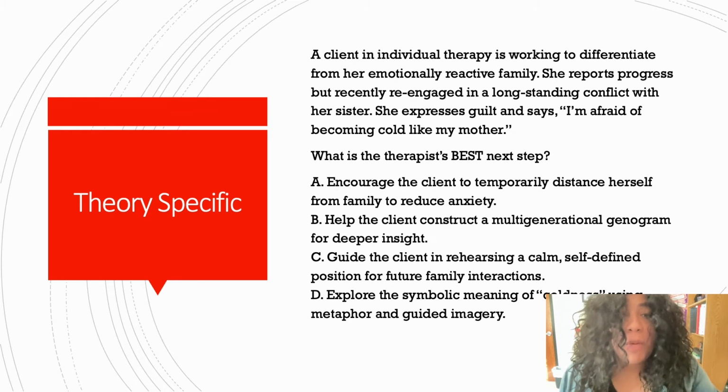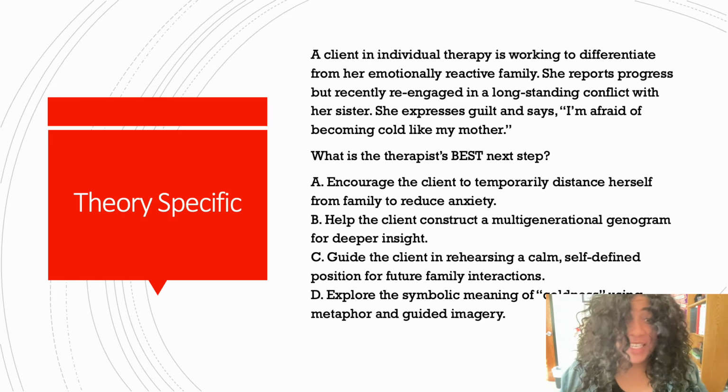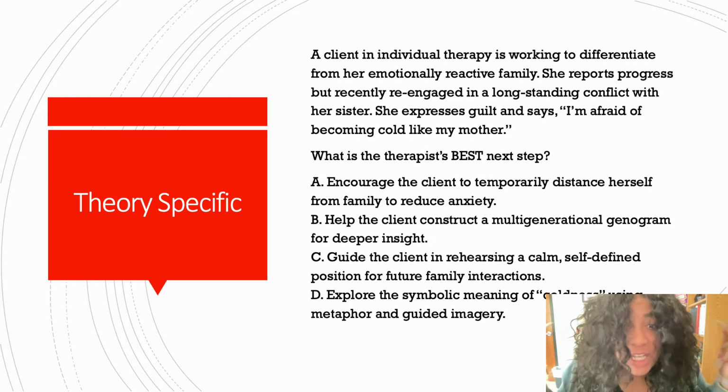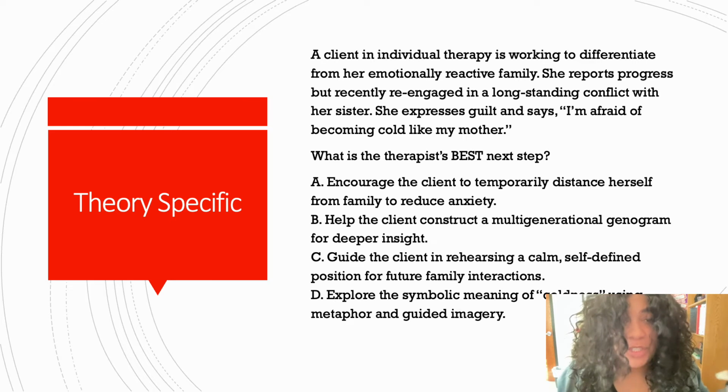So here it is. If we go back and look at this vignette, we know what theory this is, right? And they don't even have to say it. But it's theory specific because you're looking at that term differentiate and emotionally reactive, which leads us to who? Bowen. So now we have to start thinking like a Bowen therapist and what those phases of therapy and interventions look like for Bowen. What is the therapist's best next step? The next step is literally what we're doing next, not jumping the gun, not going back in the phases of therapy. We're Bowenians right now with this question.